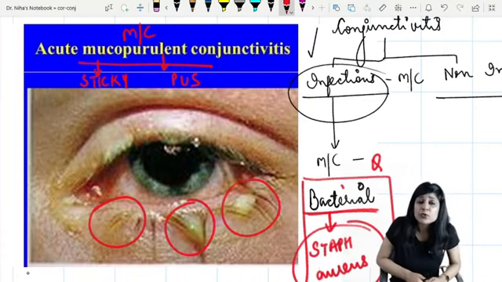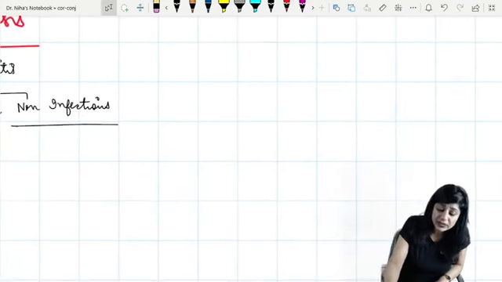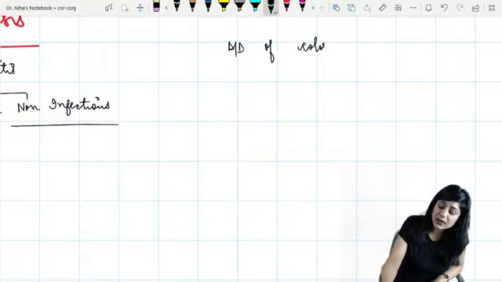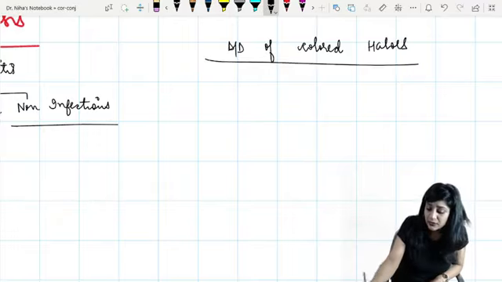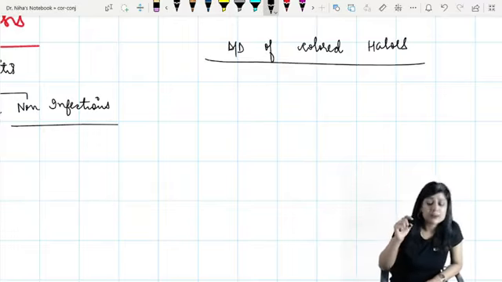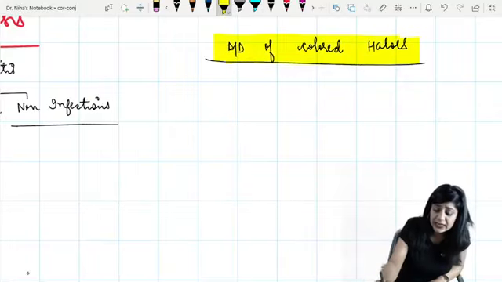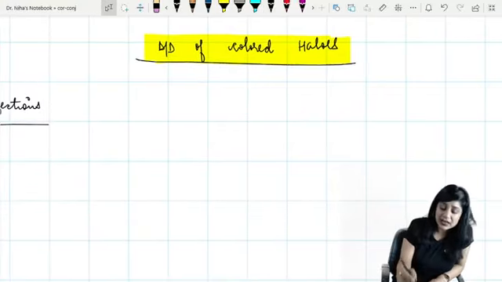Acute mucopurulent conjunctivitis is a very, very important DD of the colored halos. Another important question when I talk about the colored halos. When I talk about the colored halos, it is a very, very important DD. Now, who will tell me the DD of colored halos? I have been telling you this for so many times. What is the DD of the colored halos?